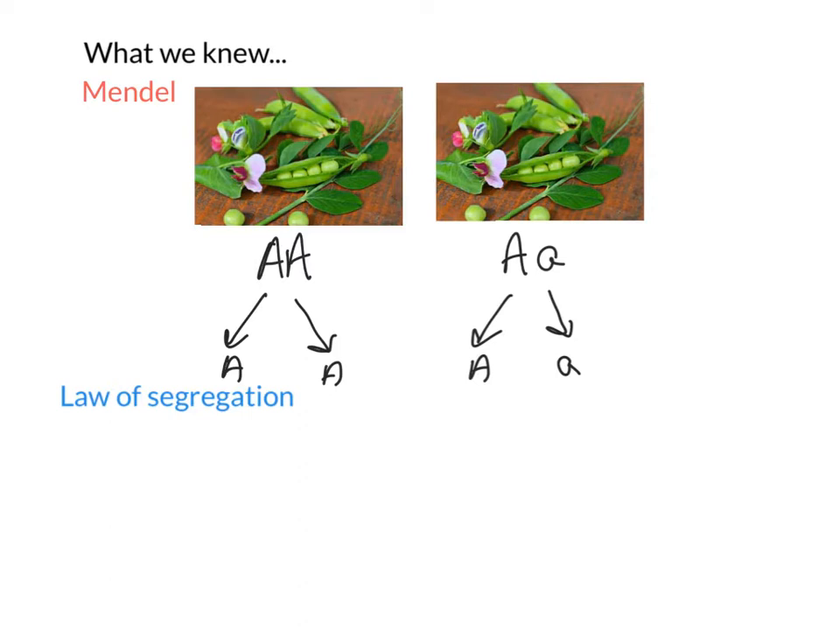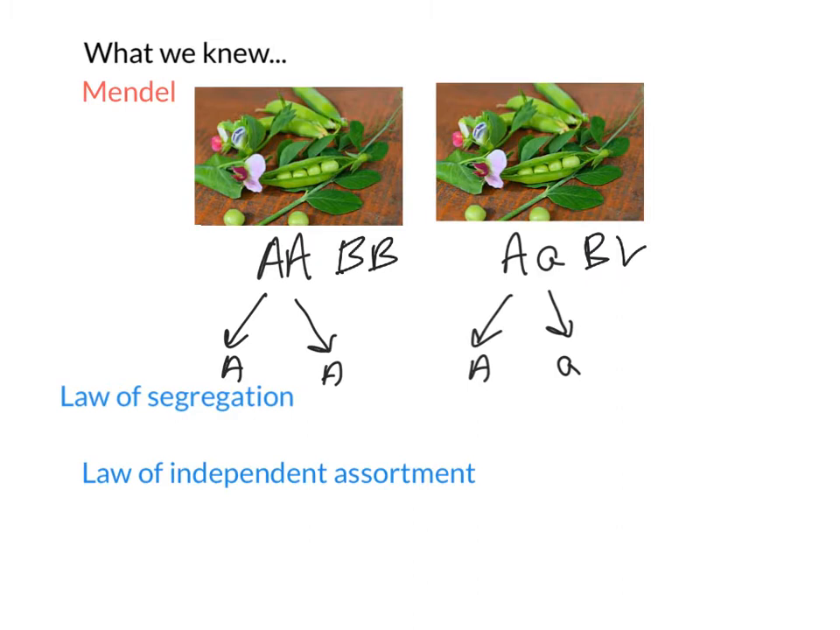He also came up with the law of independent assortment. This one stated that if we have a second gene, let's say it's the B gene, that its segregation is totally independent of the other one. So in this particular bean plant that's heterozygous for both, you could get several different combinations of gametes.